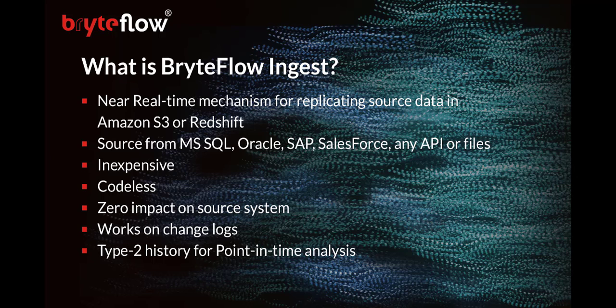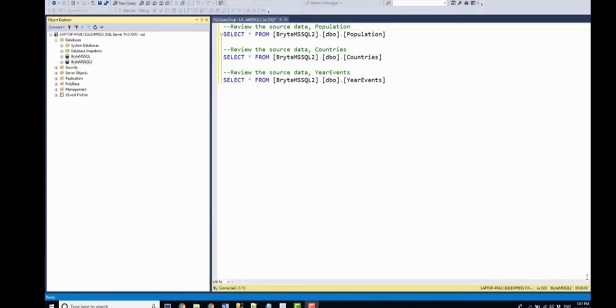Okay, so what is Brightflow Ingest? Well, it's a near real-time mechanism for replicating source data into Amazon S3 or Redshift. We can source from MS SQL, Oracle, SAP or Salesforce. It's inexpensive, codeless, it has zero impact on source systems as it works off the change logs. The data is untransformed, basically it's a complete replica of source, and it also has point-in-time information which allows you to do point-in-time analytics.